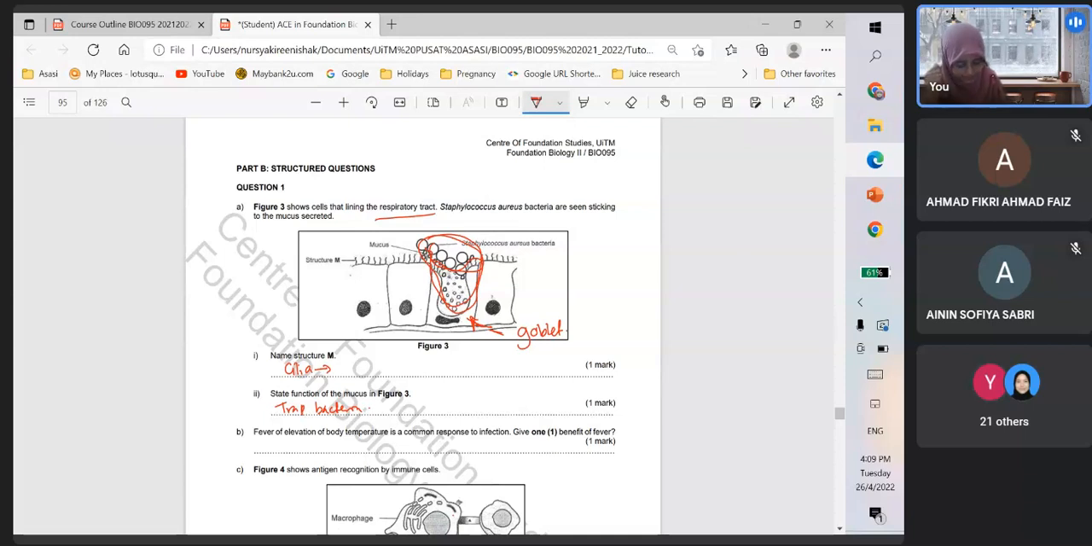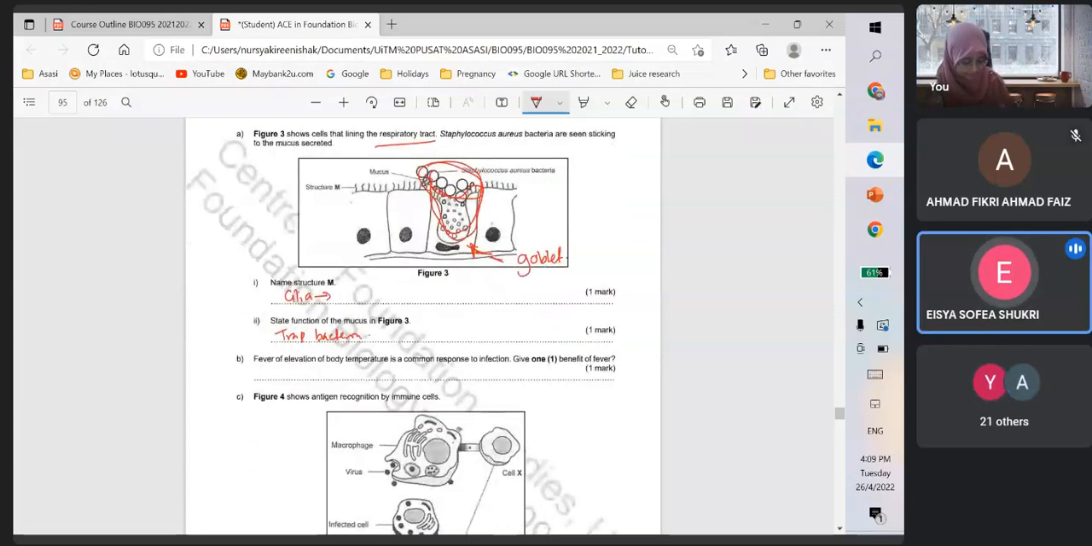So Isha, the next question B please. Fever, or elevation of body temperature, is a common response to infection. Give one benefit of fever. Inhibit the growth of some pathogens. It inhibits the growth of pathogens, one mark.